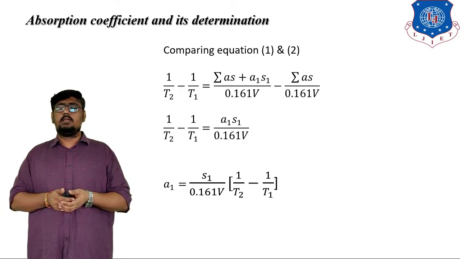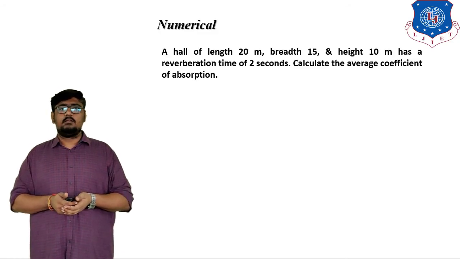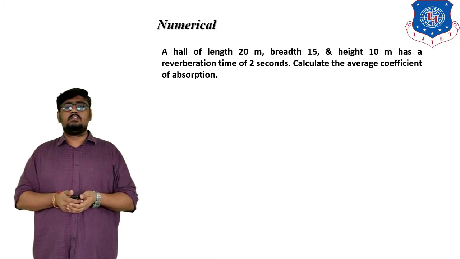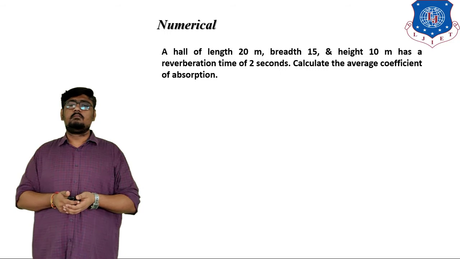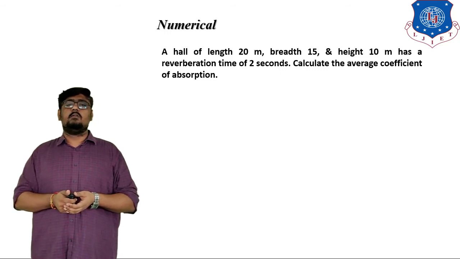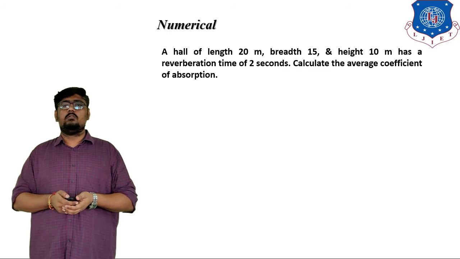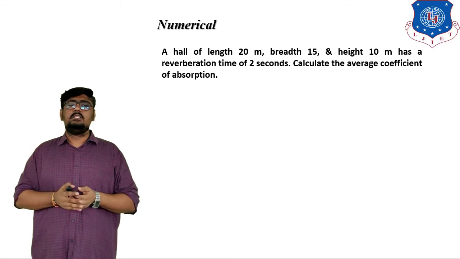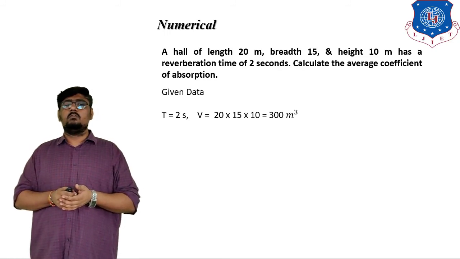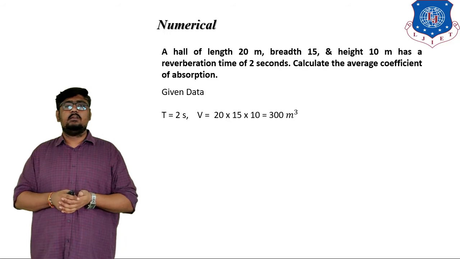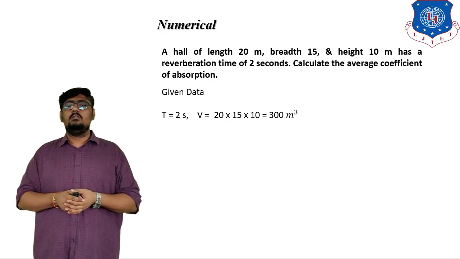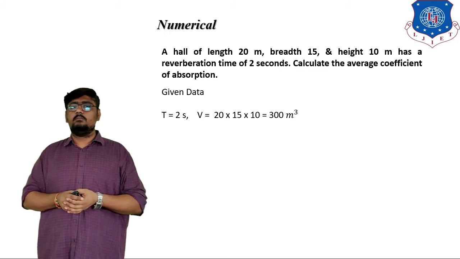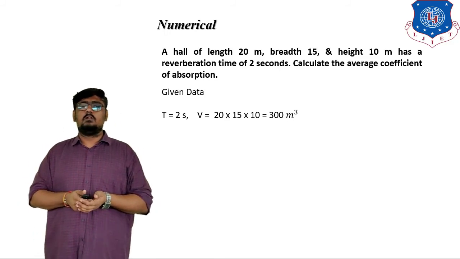Now let us see one numerical example for this case. A hall of length 20 meter, breadth 15 meter and height 10 meter has a reverberation time of 2 seconds. Calculate the average coefficient of absorption. The given data are T equals 2 seconds. The volume of the room, length into breadth into height, is 20 into 15 into 10, that is 300 meter cube. Now let us take a look at the solution.